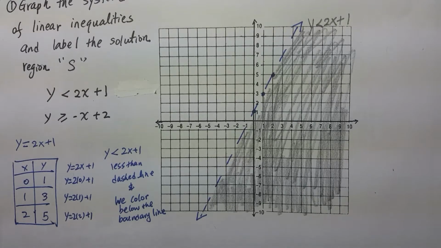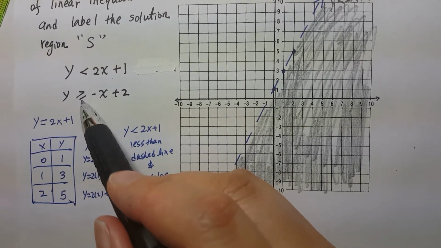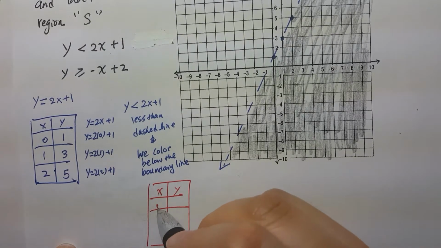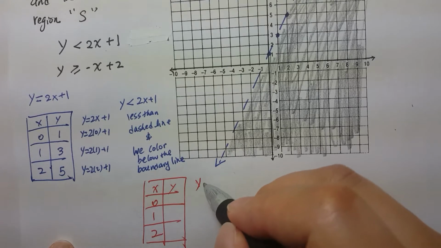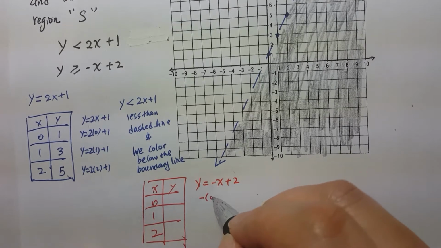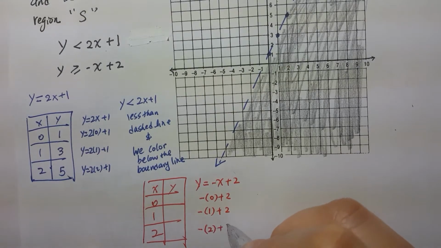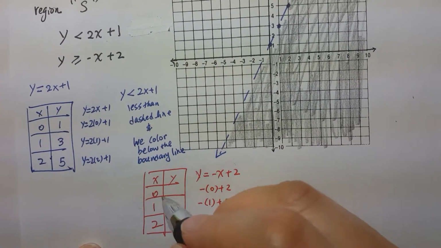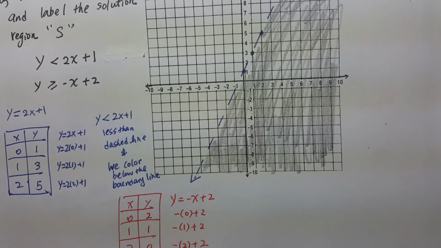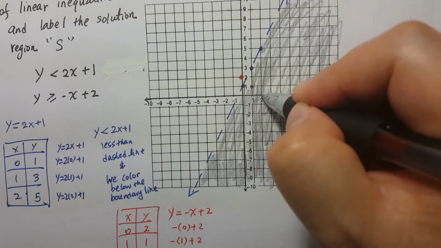Now I'm going to go to the second inequality. Y is greater than or equal to negative x plus 2, so I'm going to make a table. The boundary line is y equals negative x plus 2. So now I'm going to use negative 0 plus 2, negative 1 plus 2, negative 2 plus 2. You can type this in the calculator or do it in your mind, so you get 2, 1, and 0. Now I am going to plug in the points: 0, 2; 1, 1; and 2, 0.